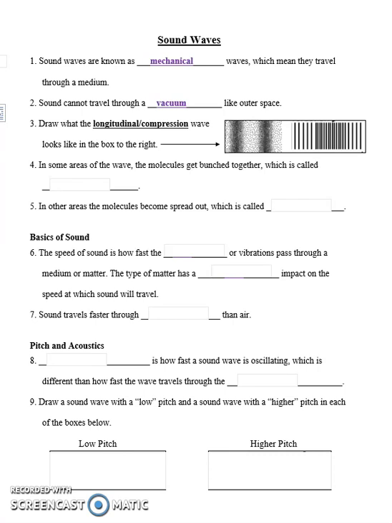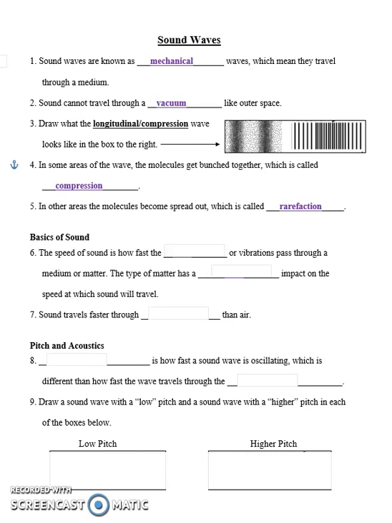In some areas of the wave, the molecules get bunched together, and we can see that in our picture. We call this area of the wave compression. And in other areas, the molecules become spread out. We call this rarefaction. It is kind of a funny word, rarefaction, but it does just mean the area of the wave that is spread out in a longitudinal or compression wave.